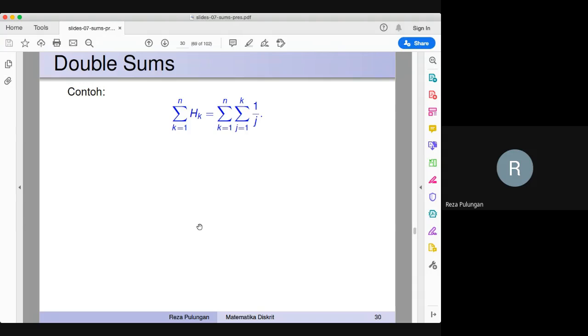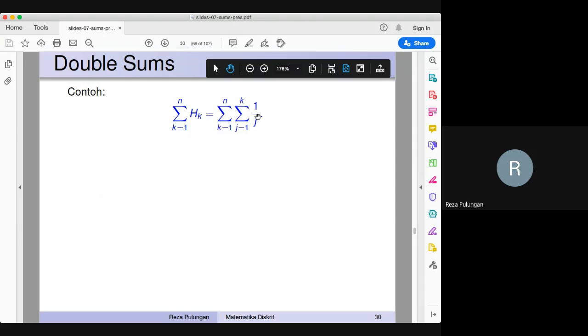Let's see an example. We are going to use this as an example. This is basically the summation of the first n harmonic numbers. H_k is a harmonic number, and you sum the first n harmonic numbers. So you have this summation: the summation of k equal to 1 until n, the summation of j equal to 1 until k, 1 divided by j. Look at this summation. This is the inner sum. This is the outer sum.